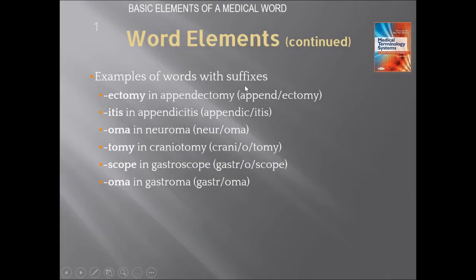So some words with suffixes. We just said ectomy and appendectomy. So ectomy means removal. Append means appendix. Okay. Appendicitis. Itis means, what did I tell you? Inflammation. And appendix also means appendix. There's two words that mean appendix. Okay. Oma in neuroma. Oma means tumor, and neuro means nerve. So it's a tumor of the nerve.